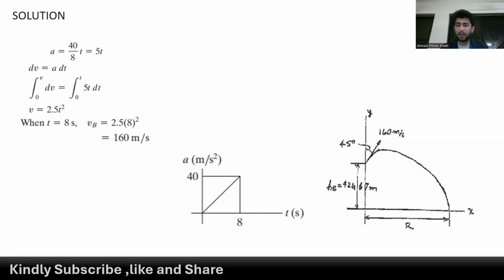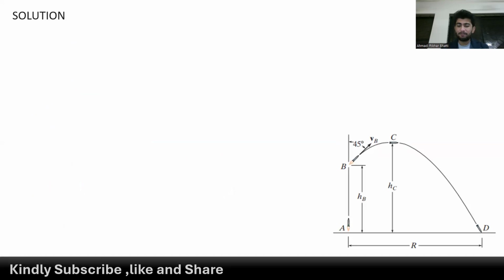And to find the height at point B, we have to integrate velocity. So we integrate distance from 0 to s and time from 0 to t. We get distance x equal to 2.5 divided by 3 multiplied by t cubed. And here x is basically the height at point B. Again, if we put the value of time, that is 8 seconds, we get the height of the missile at point B, that is 427 meters.